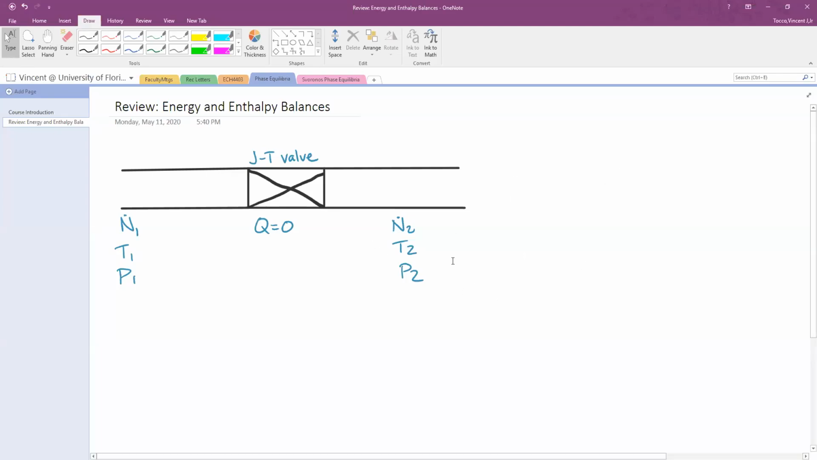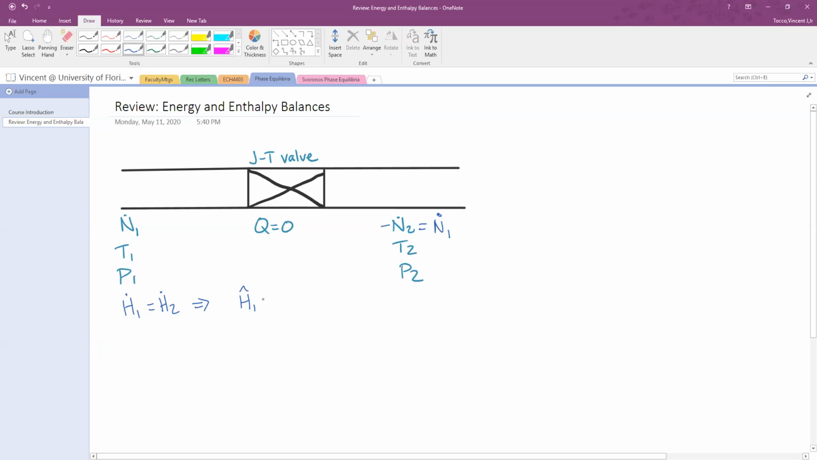Last time in phase equilibria, we left off with a Joule-Thomson valve for which we did a material balance, which wasn't really all that interesting, but we did a mole balance to find that negative N2 is equal to N1. And I said that if you knew what N1, T1, and P1 were, and what P2 is, you could calculate what T2 is. So by the energy balance, we also learned that H1 is equal to H2. And because the molar flow rates are the same, we simplified that into H hat or H under bar.